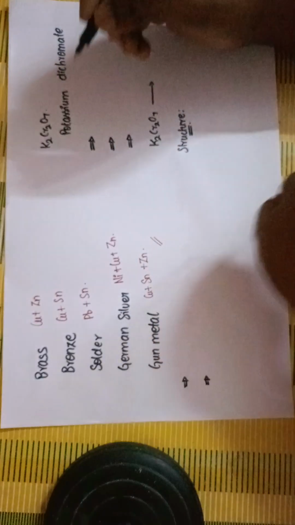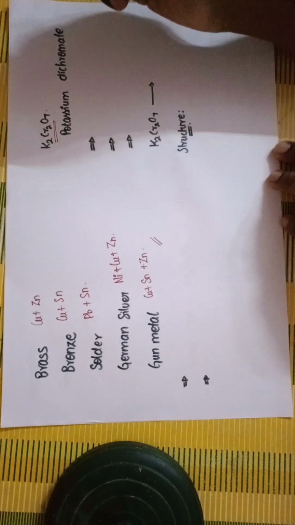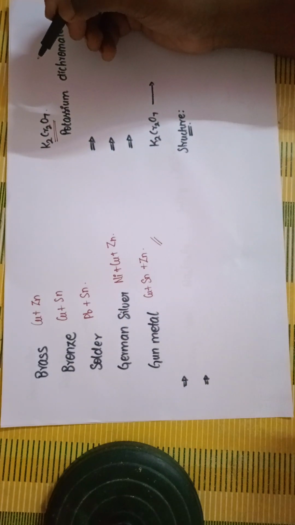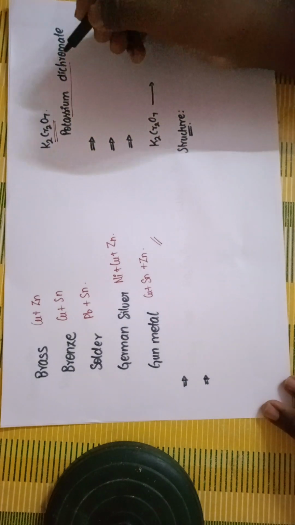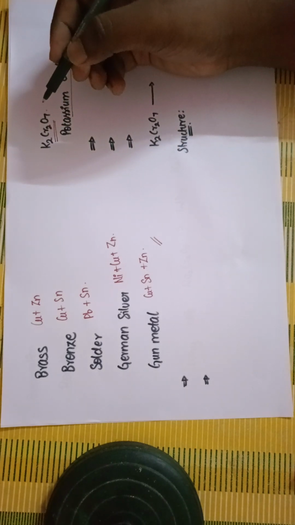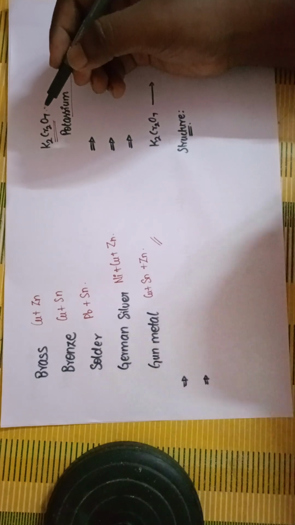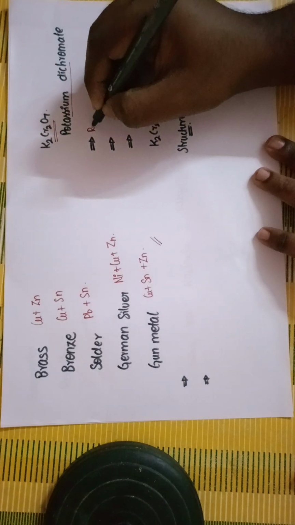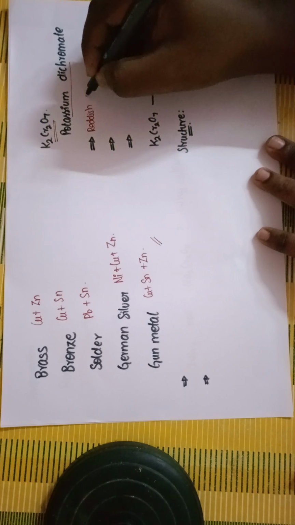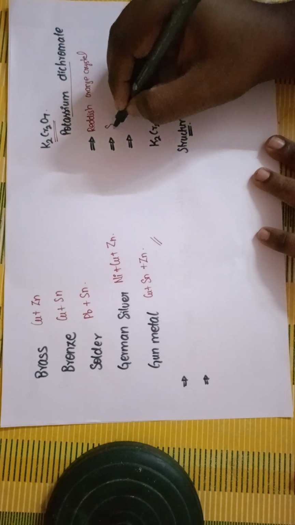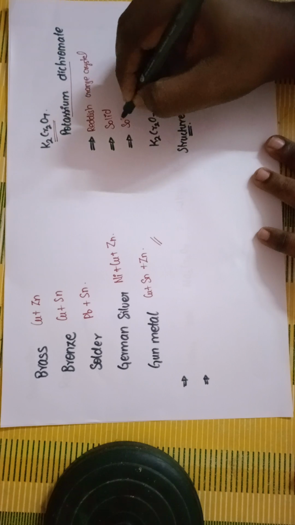Next important thing, we are going to study the preparation and the properties of potassium dichromate, K2Cr2O7. Actually, it is a coordination compound. Chromium acts as the central atom, potassium acts as counter ion, oxygen acts as ligand. It is a reddish orange crystal. It is solid. It is soluble in water.